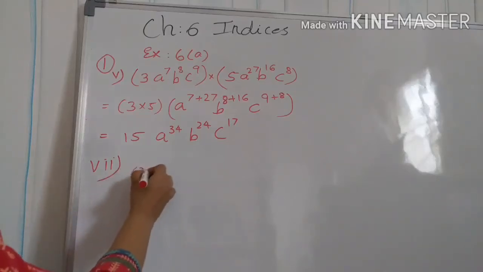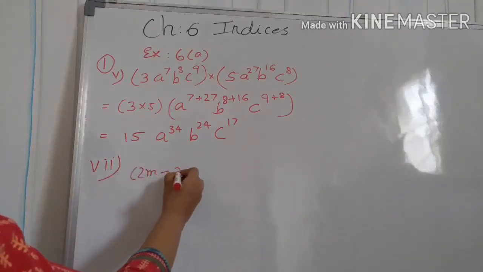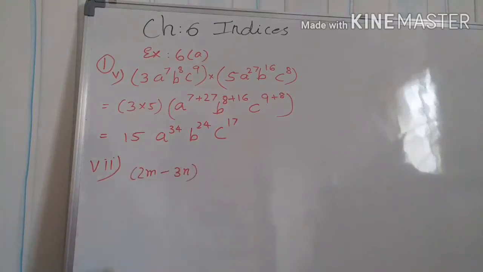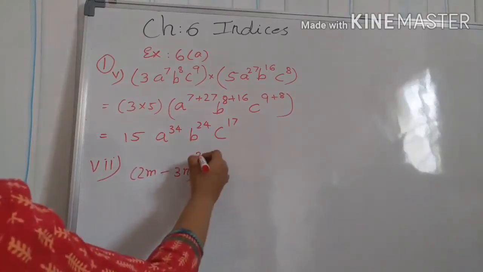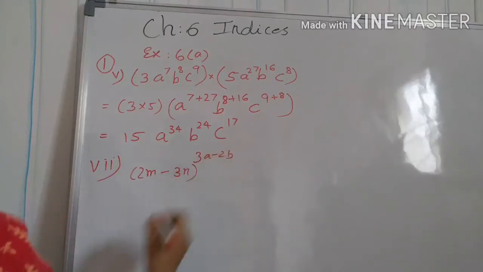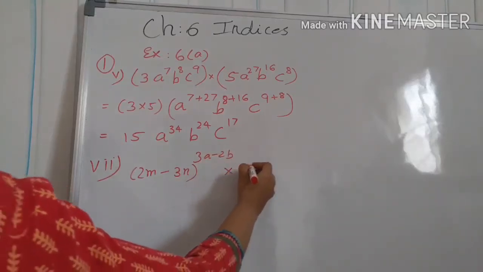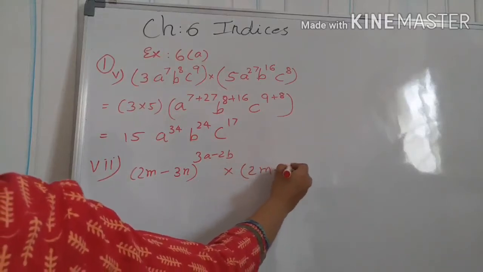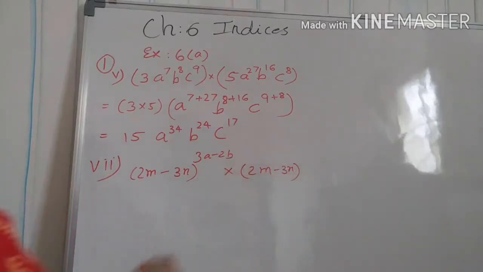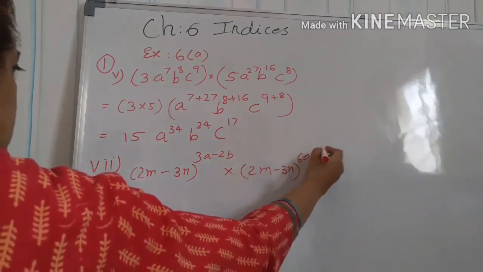Now let us take question number 7 of question number 1. Here 2m minus 3n is given as the base and its power is 3a minus 2b, and there is a multiply sign, and one more bracket, 2m minus 3n whole power 6a plus 10b.